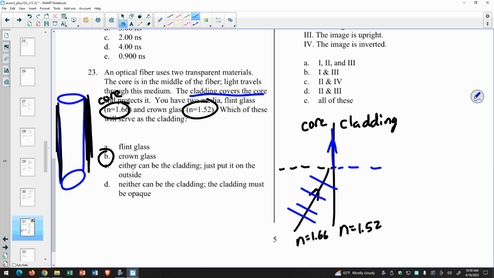interface. But if the indices of refraction were switched, so that I had 1.52 in the core and 1.66 in the cladding, it wouldn't bend away from the normal. Instead, it would bend towards the normal. And if it bends towards the normal, you're never going to get total internal reflection because it's bending the wrong way. You want it to bend so that it comes back into the core. If I switch these two, it's going to bend towards the normal instead of away from the normal. For total internal reflection, I have to move from high index to low index. Otherwise, you're never going to get total internal reflection.